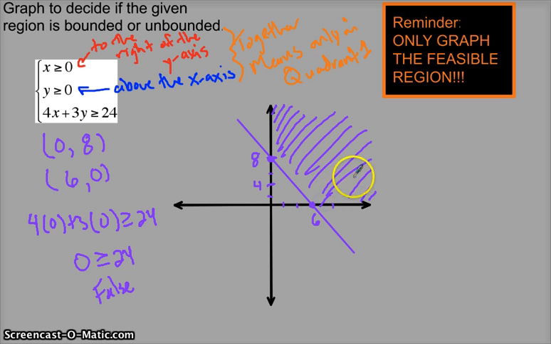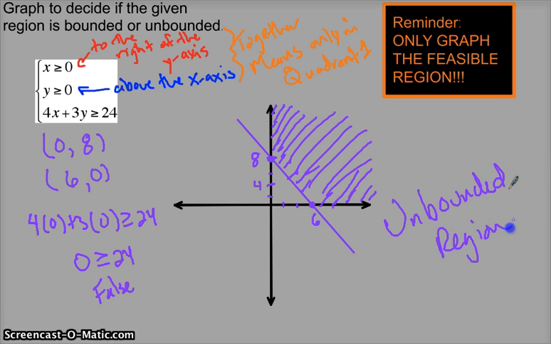Remember, do not cross that axis here. Don't cross the purple line as you get close to it there, and don't cross the y-axis up top. We're just out in quadrant 1. Definitely an unbounded region of answers, as it goes infinitely up and to the right.